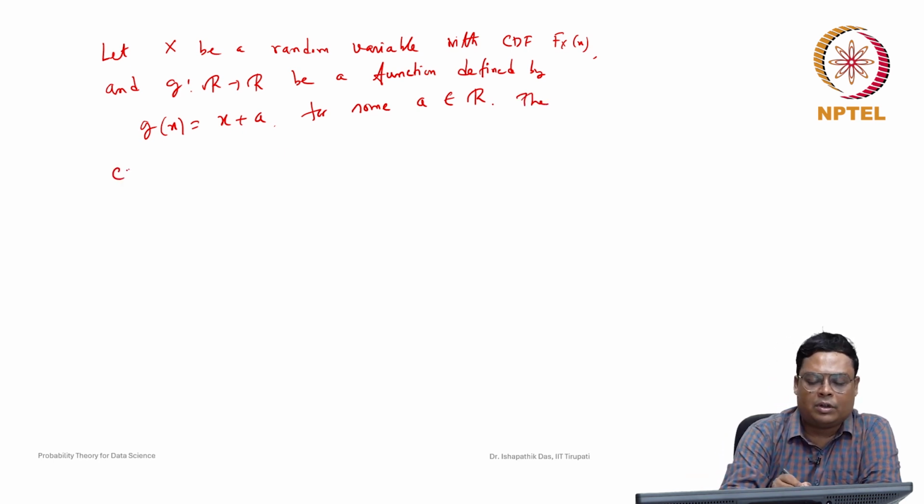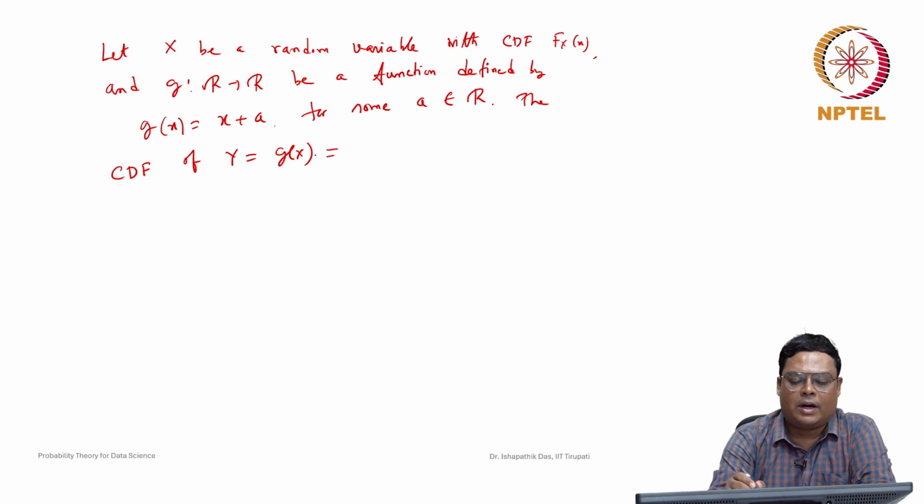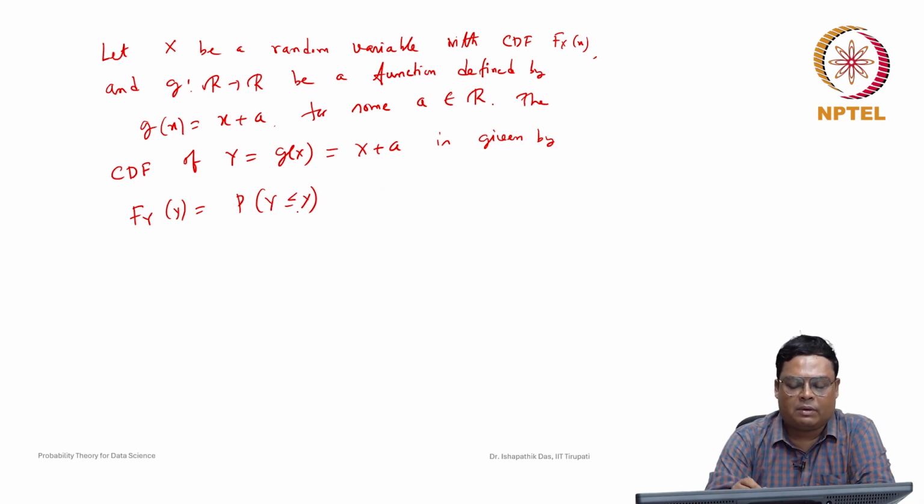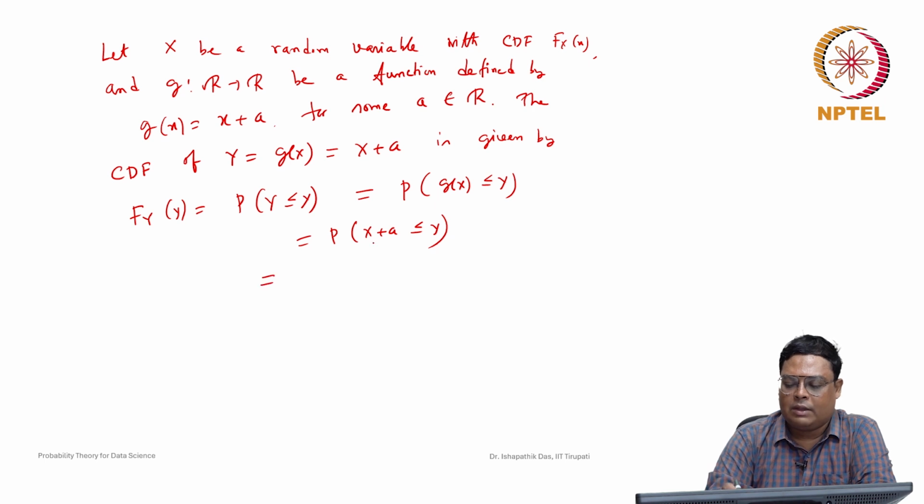The CDF, the cumulative distribution function of Y equal to g(X). So this is the transformed random variable, X plus a for some particular value of a belonging to the real numbers. The CDF of Y equal to g(X) is given by F_Y(y), which is equal to the probability that Y is less than or equal to y. So how can we find this probability? Because Y is g(X), it is the probability that g(X) is less than or equal to y. Note that y is some real number. Now we have to find the probability. So g(X) is nothing but the probability that X plus a is less than or equal to y. Then we can write this probability as the same as X less than or equal to y minus a.